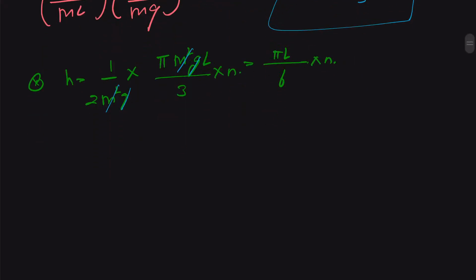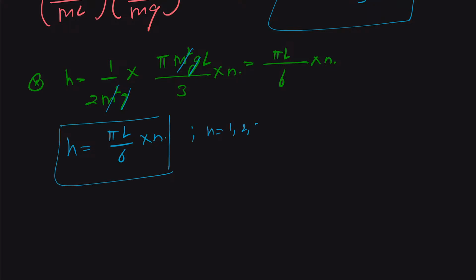And let me write it separately. So this is our h is equal to pi l upon 6 times n. So we can put various values of n, that is n is equal to 1, 2, 3 and so on, and this will be giving us different values of our height. Okay, so same question we can solve it by using two different approaches.